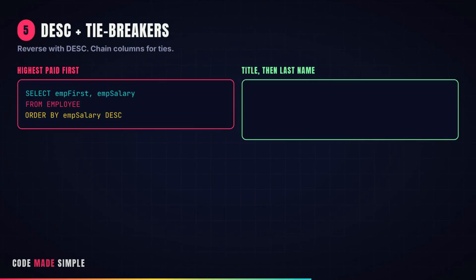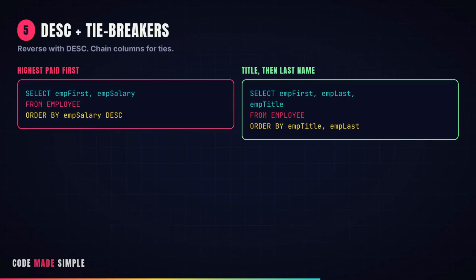Want reverse? Add DESC after the column. ORDER BY EmpSalary DESC. Highest paid first. Add a second column and SQL breaks ties for you. ORDER BY EmpTitle, EmpLast.